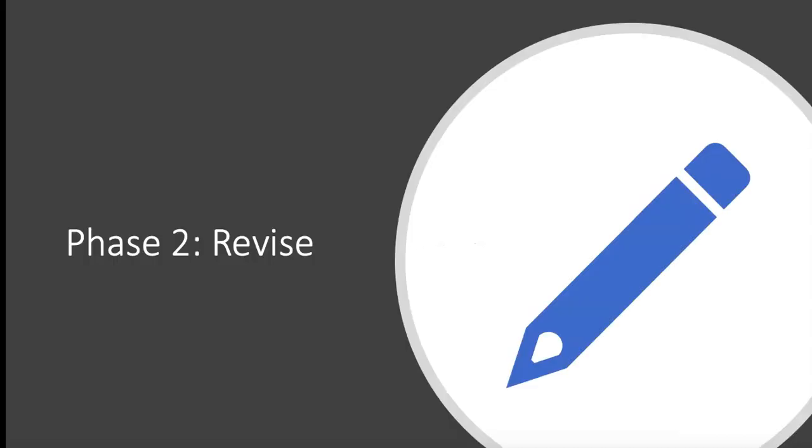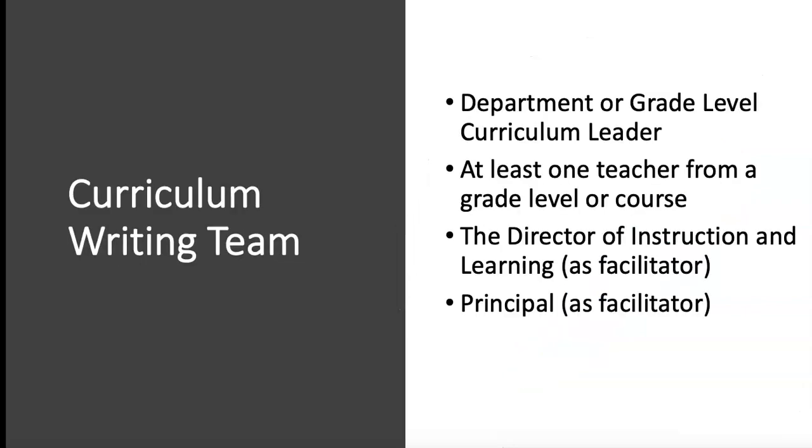Phase 2 of the curriculum review process is the revision of the written curriculum. During this phase, a curriculum writing team will be established. This team is comprised of the department or grade level leader, teachers from the grade level or course, as well as the Director of Instruction and Learning and a principal who facilitates the curriculum writing process.